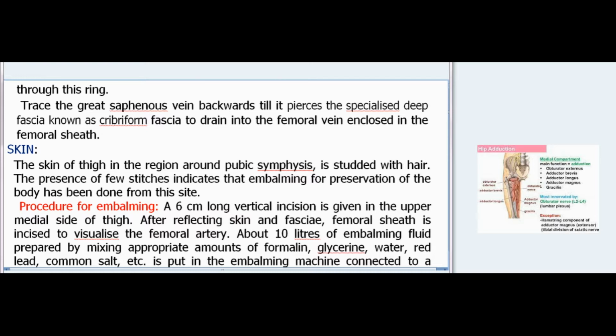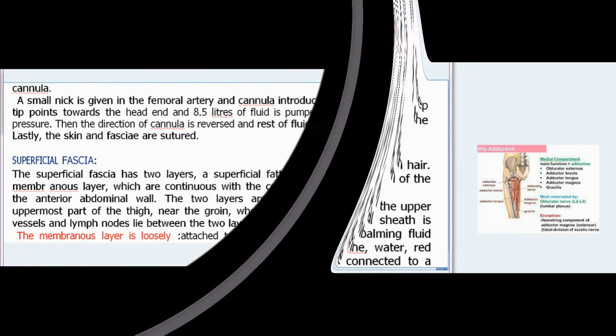Procedure for embalming: a 6 cm long vertical incision is given in the upper medial side of the thigh. After reflecting skin and fasciae, the femoral sheath is incised to visualize the femoral artery. About 10 liters of embalming fluid, prepared by mixing appropriate amounts of formalin, glycerin, water, red lead, common salt, etc., is put in the embalming machine connected to a cannula.